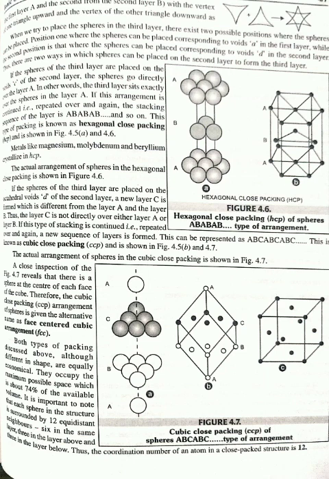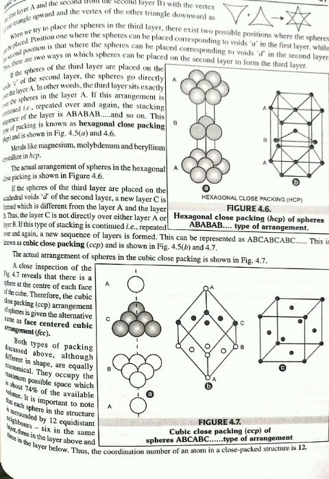When we try to place the spheres in the third layer, there exist two possible positions where the spheres can be placed. Position 1 is where the spheres can be placed corresponding to voids A in the first layer, while the second position is where the spheres can be placed corresponding to voids D in the second layer. Thus, there are two ways in which spheres can be placed on the second layer to form the third layer.